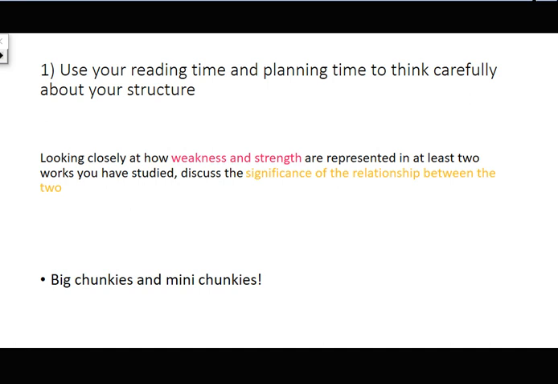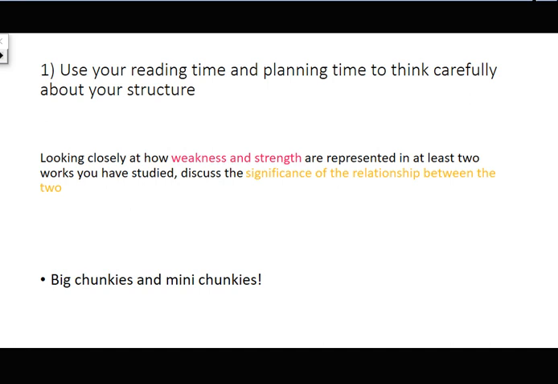Also, it helps with answering the question as well, is to think of big chunkies, and the big chunkies will be what you compare your two texts under, and then your mini chunkies are what you say under those big chunkies in reference to each text. May sound really confusing, but I'll talk you through that now.